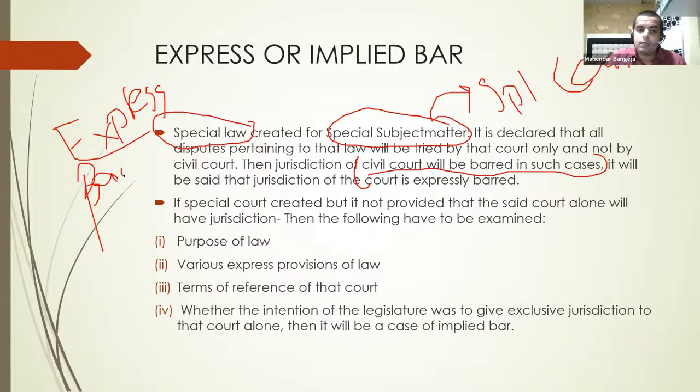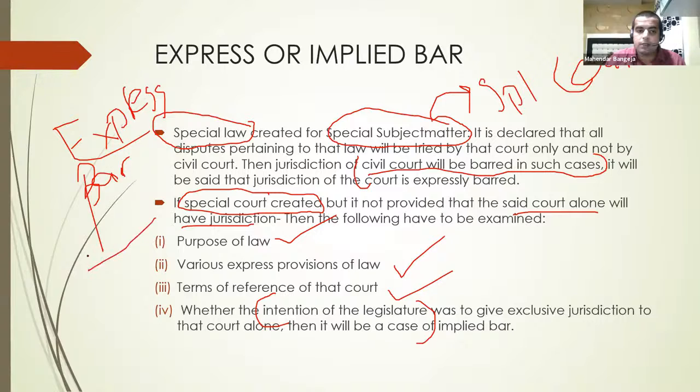But there may be a situation wherein special courts तो created हैं, but जो civil court का jurisdiction है, that is not barred. In that case, the court will examine the purpose of law. It will examine the other provisions of law. It will examine the terms of reference of that court, and it will also examine the intention of the legislature, and then it will infer the implied bar.